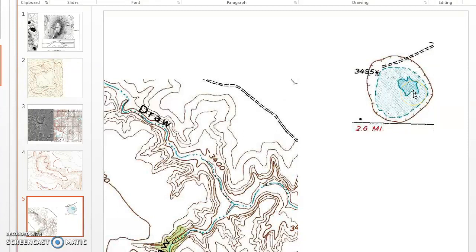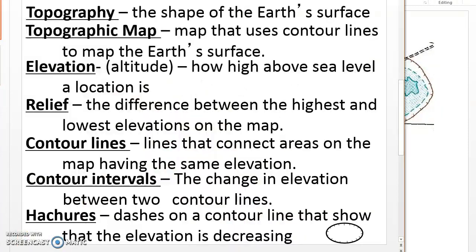That's basically the rules for how contour lines work, and hopefully you've learned a little bit about contour intervals and other terminology, hachures, and so forth that go along with that, elevation, and so on. There's also another video which will show you how to do the worksheet and learn how to draw contour lines.